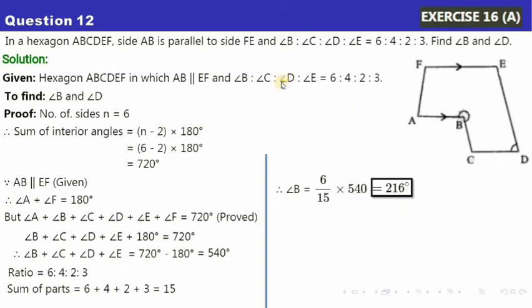And similarly, if you want to find angle D, you have to take 2, right? So 2 out of 15 times 540. So this gives you angle D equal to 72 degrees. All right. So we got our angle B and angle D, isn't it? So you may pause the video and note down your solution.